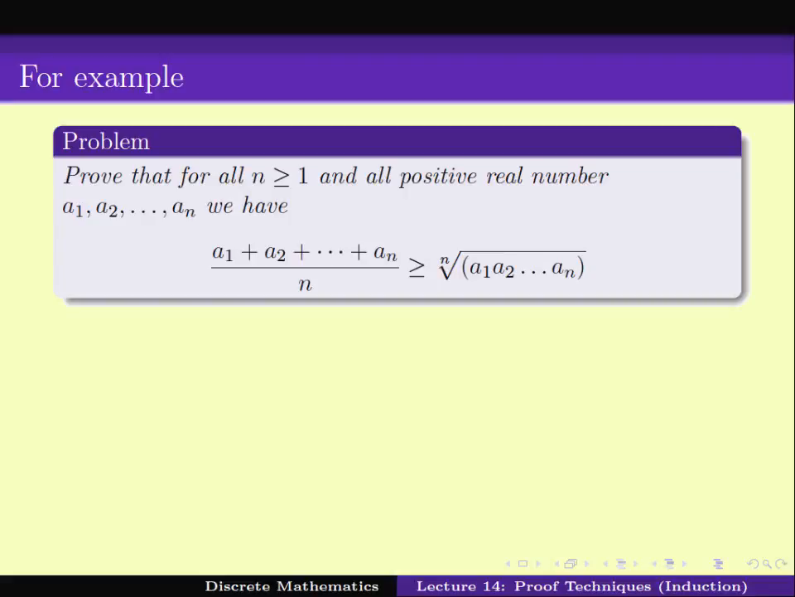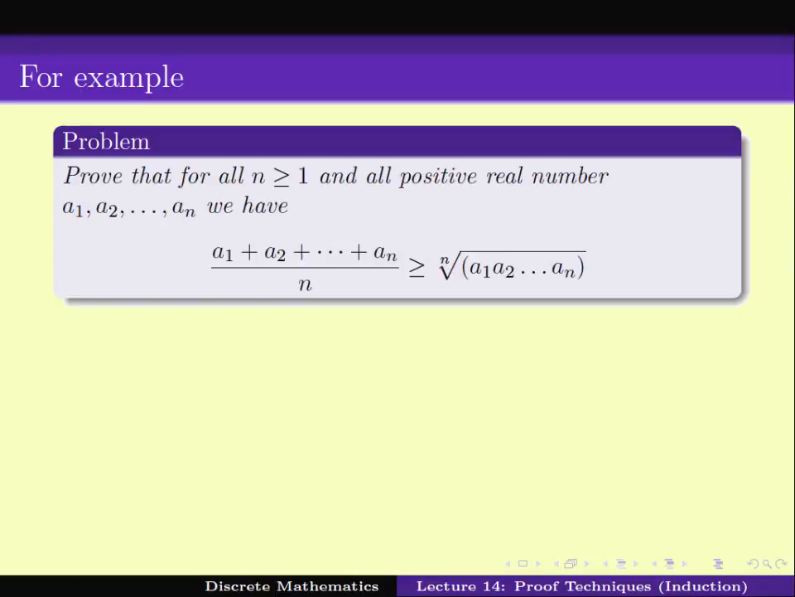This says that for all n and for all positive real numbers a1 to an, we have (a1 plus a2 plus dot dot dot till an) by n, that means the average of a1 to an, is greater than or equal to the nth root of the product of the ai's, the nth root of a1 times a2 times dot dot till an.